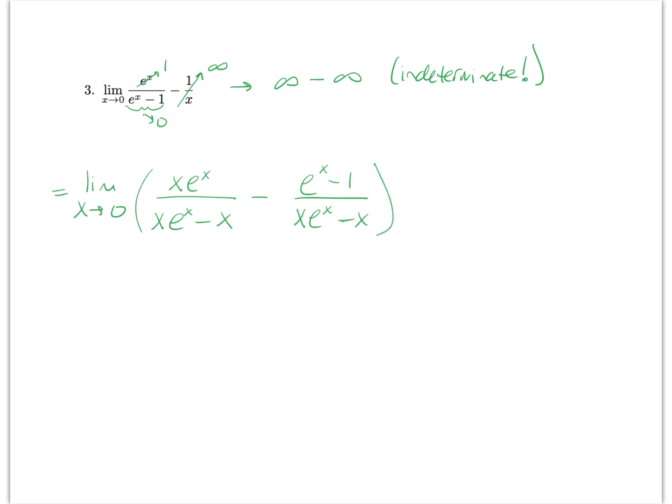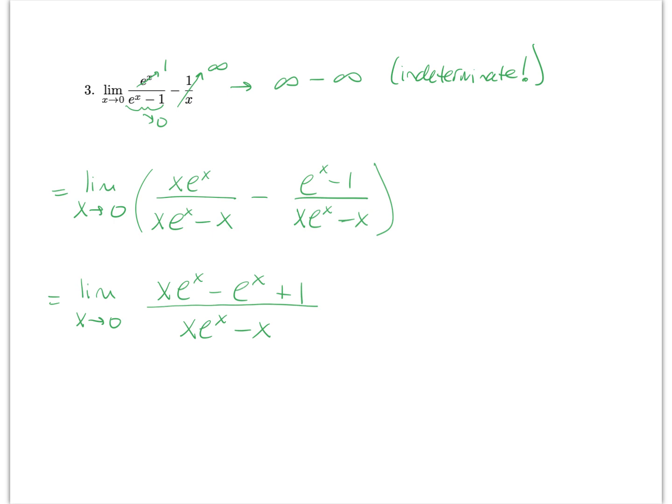Now that means I can actually add or subtract the numerators. So this is going to be the limit as x approaches 0 of x e to the x minus e to the x plus 1. I'm distributing this negative sign to my e to the x minus 1, so that's why it's minus e to the x plus 1. And then dividing by the common denominator, x e to the x minus x. Now that I have a simpler fraction, I've subtracted the two fractions that I started with. Let's see what happens if I plug in x equals 0.